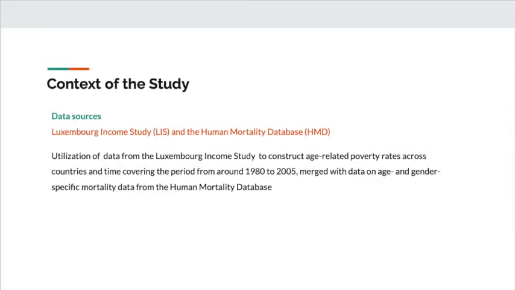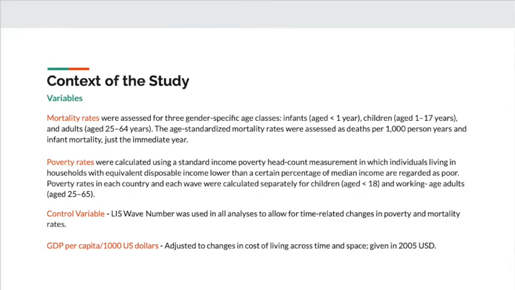As data sources, they used the Luxembourg Income Study and the Human Mortality Database as main sources to construct these age-related poverty rates across countries, merged with data on age and gender-specific mortality from the Human Mortality Database. As the main variables, they used mortality rates, assessed for 3 gender-specific classes: infants, children, and adults. They used poverty rates calculated using a standard income poverty headcount measurement.